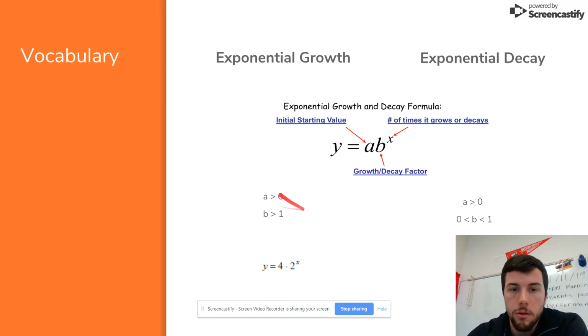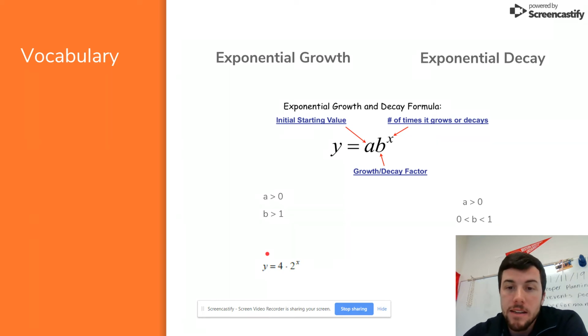So if I look at growth and I look at decay right here, in both cases, A is greater than 0. So basically what this is saying is that the initial amount has to be a positive number in both growth and decay. So that's not a key difference. Okay? But what is a key difference, as you can see here, is that for growth, B is greater than 1.